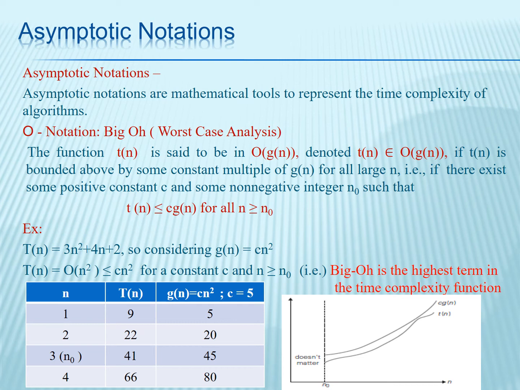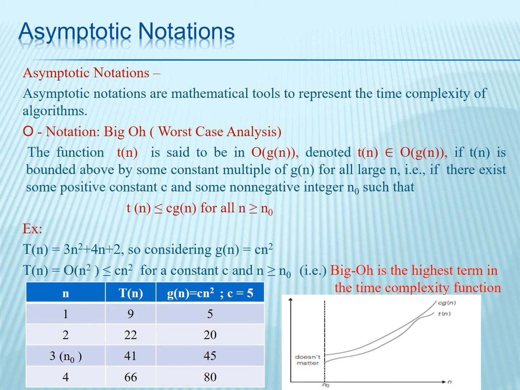Asymptotic notations. Asymptotic notations are mathematical tools to represent the time complexity of the algorithm. Big O notation. It is one of the asymptotic notations and it is represented by capital letter O.